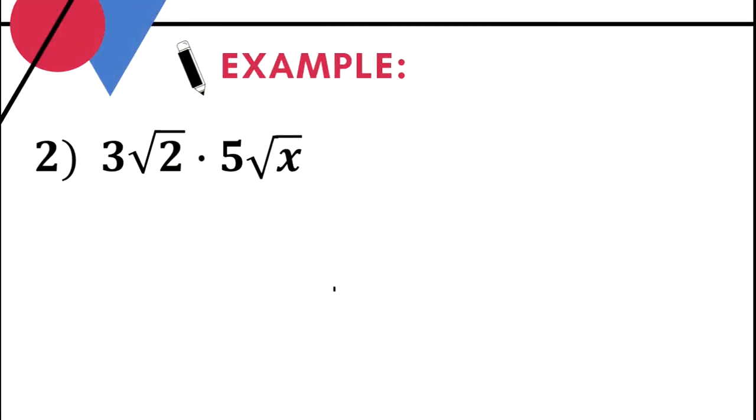Another example, 3 square root of 2 times 5 square root of x. Again, the two radical expressions have the same index. So just multiply the numerical coefficients, 3 times 5, and then combine the radicands 2 and x, 2 times x.